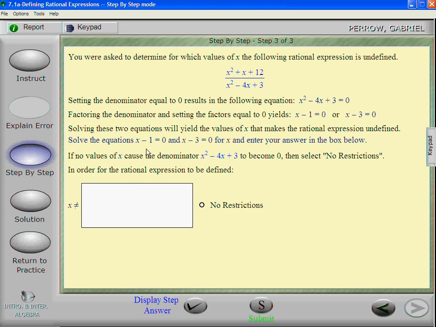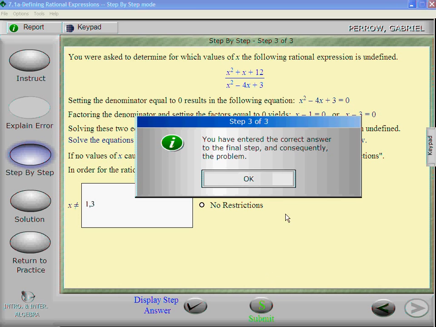So if you have x minus 1 equals 0, add 1 to both sides, you get 1. Over here, add 3 to both sides, you get 3. Those are your restrictions.